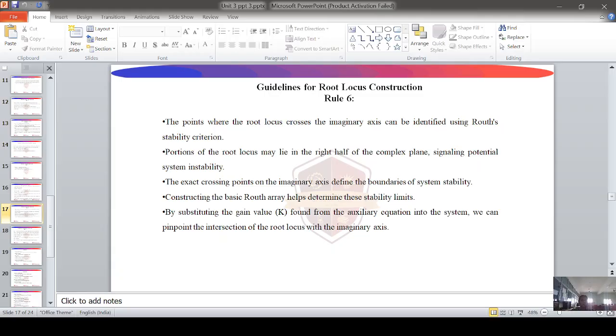Then guidelines for root locus construction. Rule 6: the points where the root locus crosses the imaginary axis can be identified using Routh's stability criterion. Portions of the root locus may lie in the right half of the complex plane, signaling potential system instability. The exact crossing points on the imaginary axis define the boundaries of system stability. By substituting the gain value K found from the auxiliary equation into the system, we can pinpoint the intersection of the root locus with the imaginary axis.